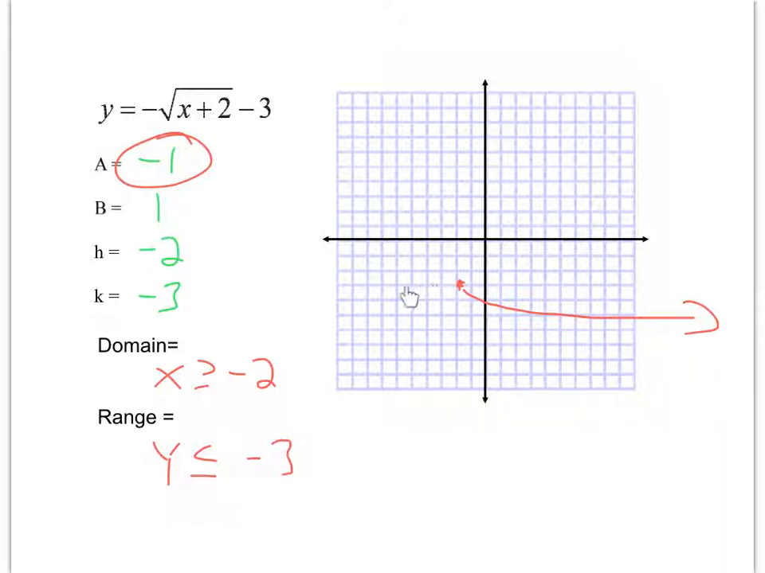There is no graph to the left of negative 2. And my y is less than or equal to negative 3. Notice that there is no graph when y is greater than negative 3.